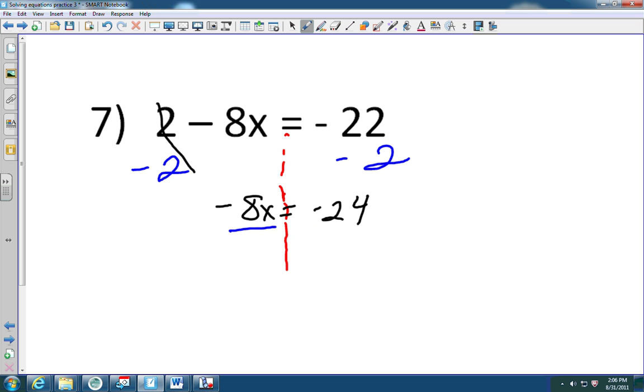Right here, I'm going to divide by negative 8. You have to divide by exactly what's right here, and I do that to both sides. And negative divided by negative is a positive. These cancel, and I get x equals negative 24 divided by negative 8 is positive 3.